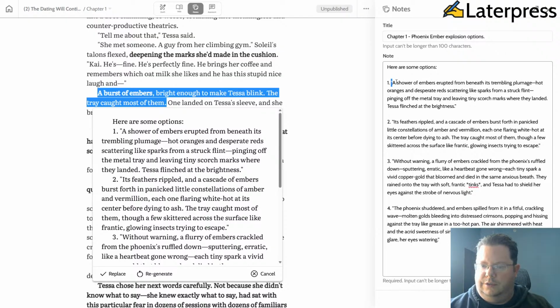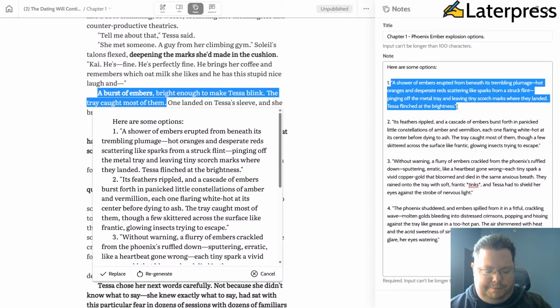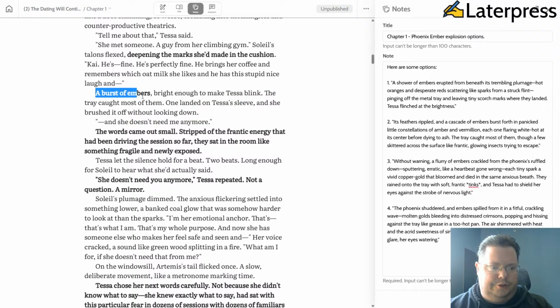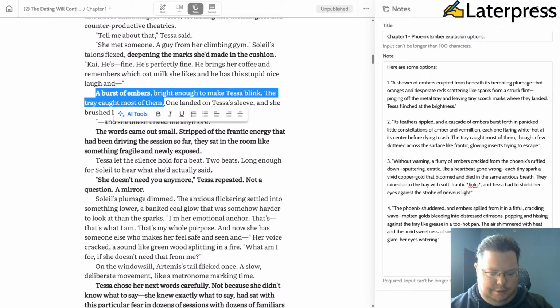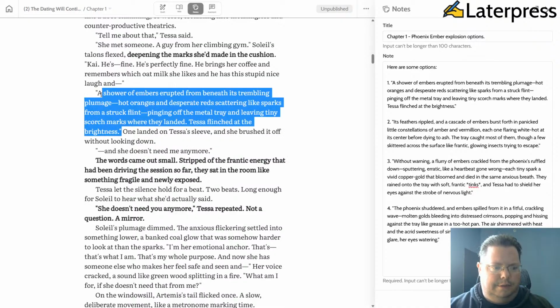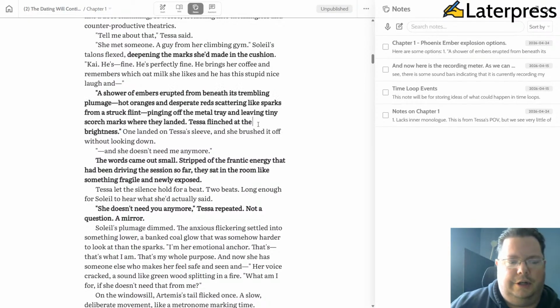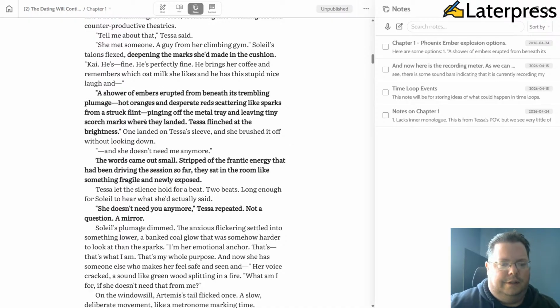For now, to keep things moving along, I'm going to take option 1 and just paste that in here. I'm going to bold that as a reminder to myself. And I'm going to save these so that I have all of those as a note I can refer back to later. So none of my work was lost. Okay, Tessa flinched at the brightness. One landed on her sleeve and she brushed it off without looking down.